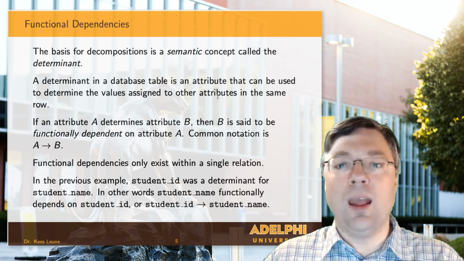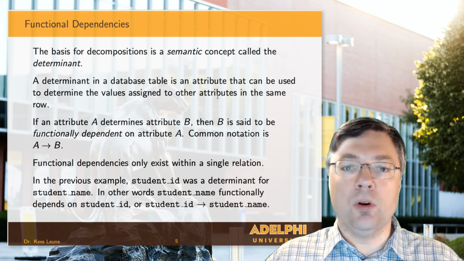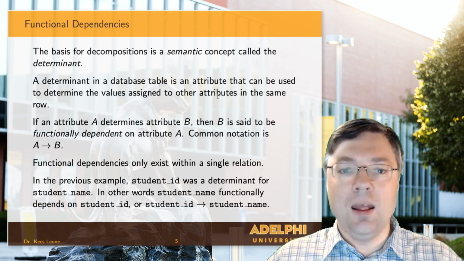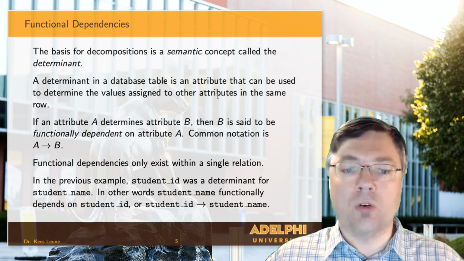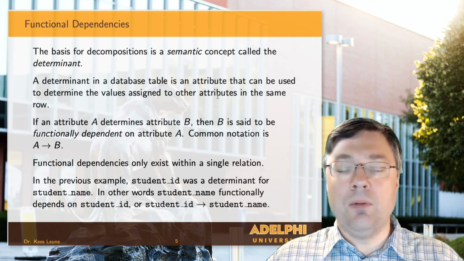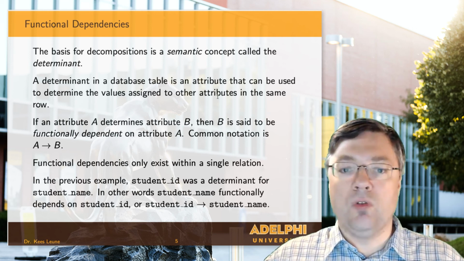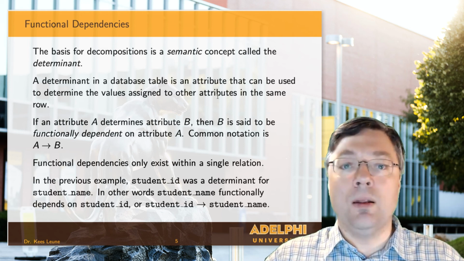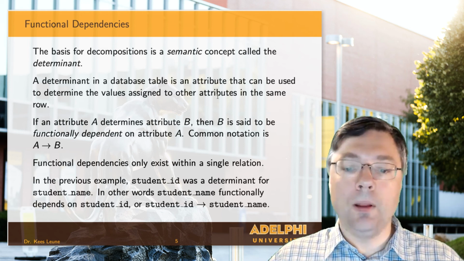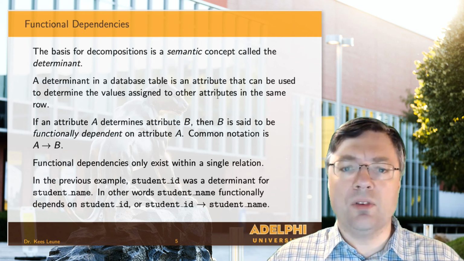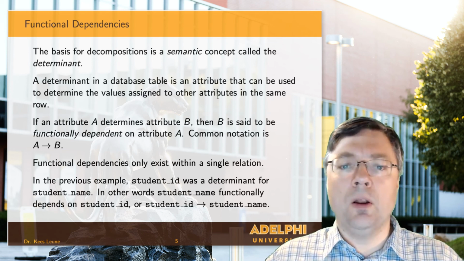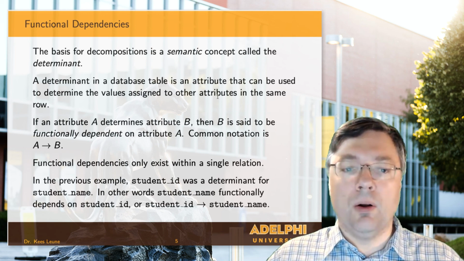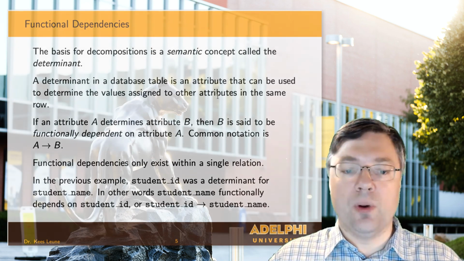It exists within a relation though. A determinant, or I should say a functional dependency, exists within a single relation. It does not cross relations. And typically we say just so A points to B. So A determines B, or B is the dependent of A. And it is important to recognize that you cannot do this by looking just at the data. This is something that you have to reason about the actual domain that you're trying to analyze.